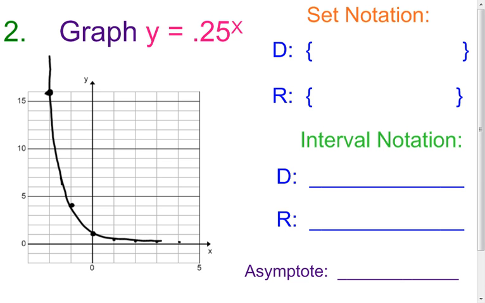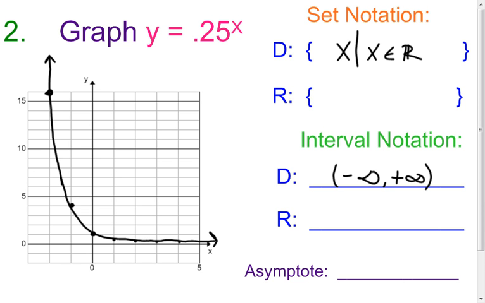Again, this line is going to get closer and closer to that x-axis, but never touch it. Okay? So your domain, again, you can plug in any number you want for x. There is not a number that it won't reach. So your x will be all real numbers. And then, of course, in interval notation, that means I would go from negative infinity to positive infinity.